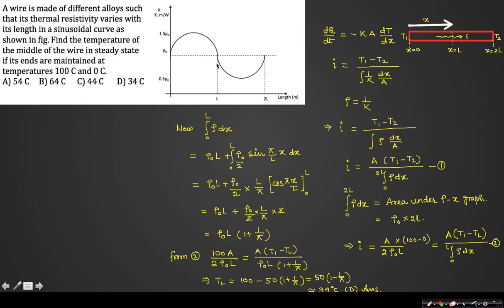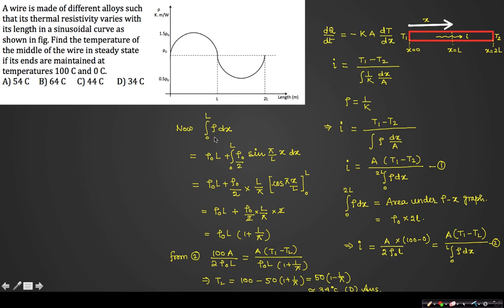At x equal to L, you see that there is a pi. If this were a theta on the x-axis, then this would be your pi, right? This would be your 2 pi. This would be your pi by 2. So when theta is equal to pi, your x is equal to L, right? So I can write the sine function as sine pi x by L. And obviously this rectangular part has rho naught into L area.